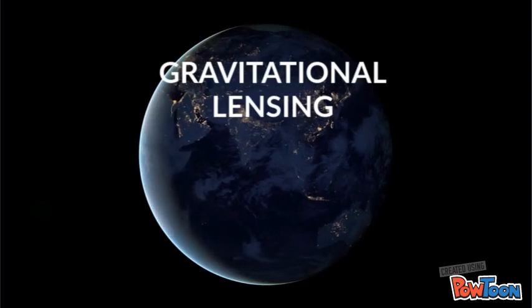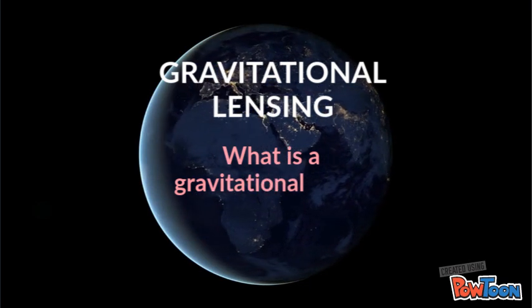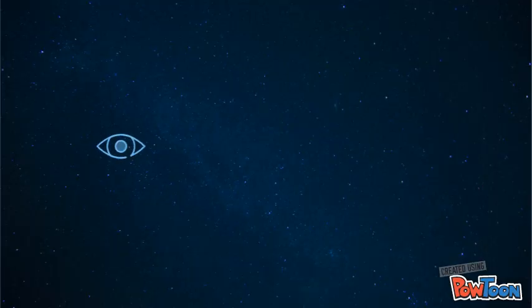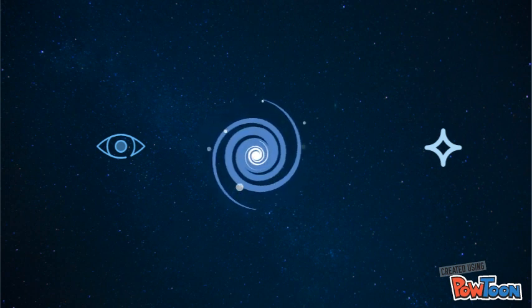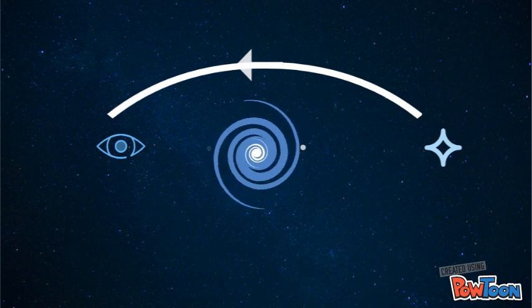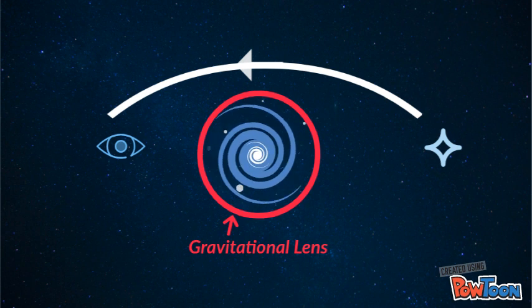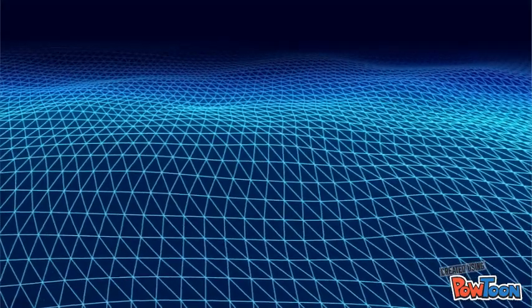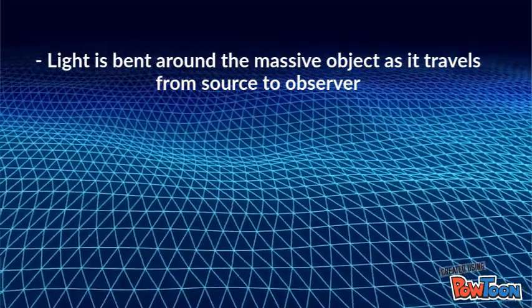When talking about gravitational lensing, the first question to answer is a simple one. What is a gravitational lens? So take a situation where an observer wishes to view a source of light some distance away. Now say, between the two lies a distribution of mass capable of bending the light as it travels from the source to the observer. We call this a gravitational lens, and the effect of light being bent is called gravitational lensing. So essentially how this works is light is bent around the mass of the object as it travels to, in this case, your eye.